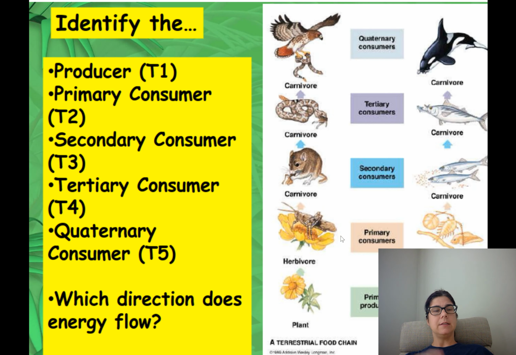Okay, now we can identify the producers, primary consumers, secondary consumers, and quaternary consumers. And in each case, we always start down here with our producer, and there'll always be a plant. And we always move up the energy or up the food chain. All the energy starts down here, and then it moves up the food chain.